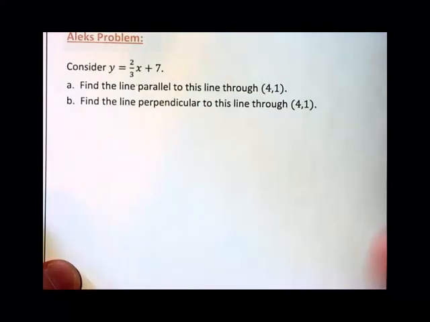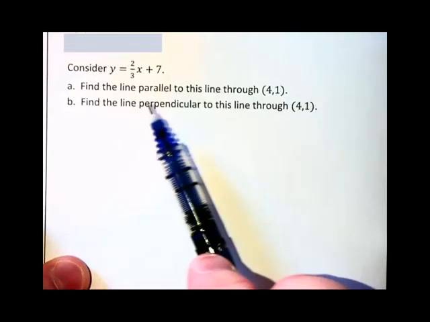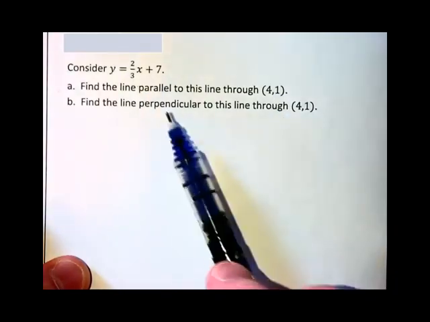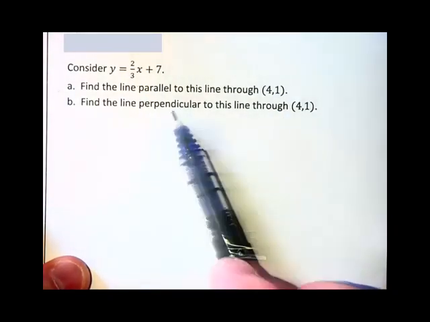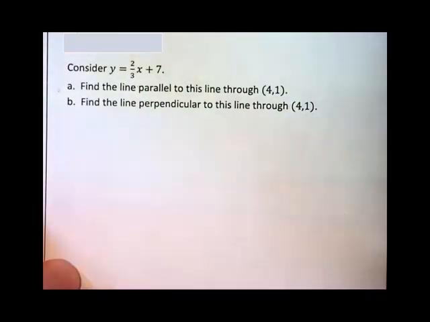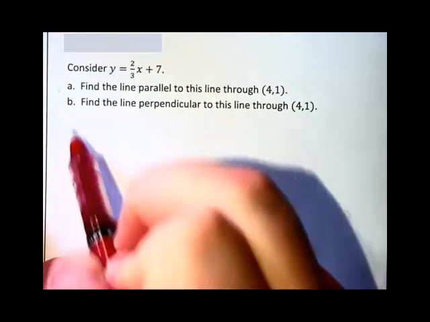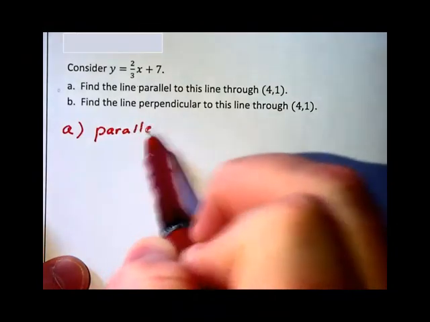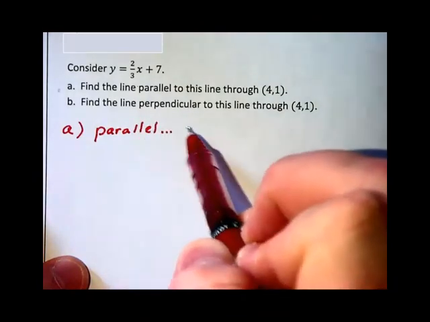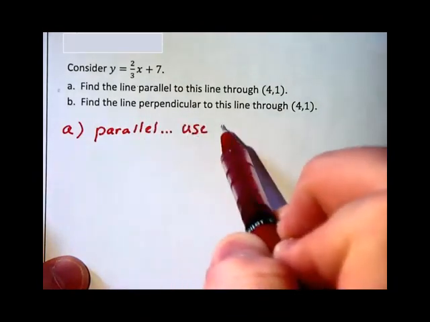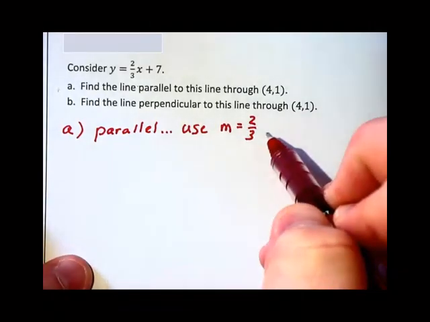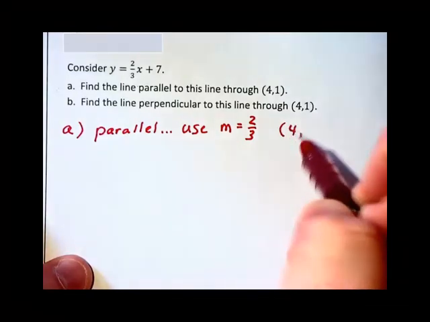We want to find the line which is parallel to this given line that goes through this point, and the line that's perpendicular to it going through that same point. So in the first case, we're going to be on part A, dealing with parallel, and we're going to use the slope 2/3. We're going to use the same slope along with the point 4, 1.